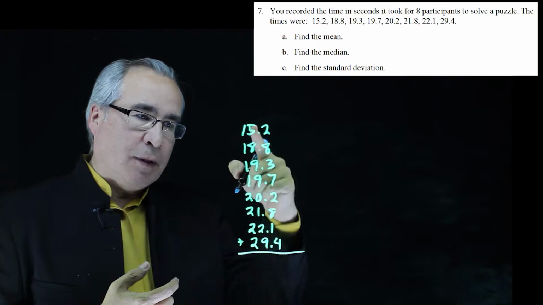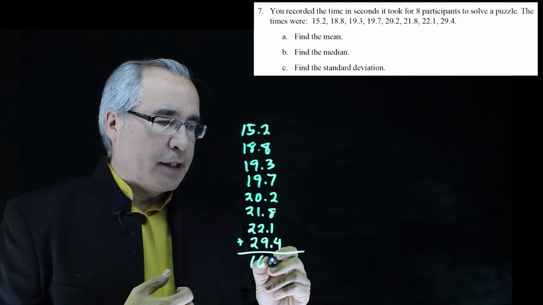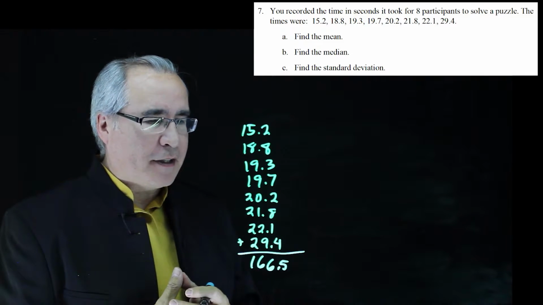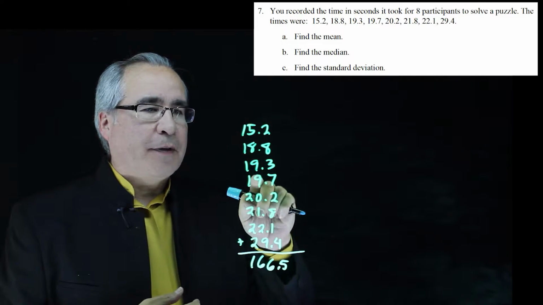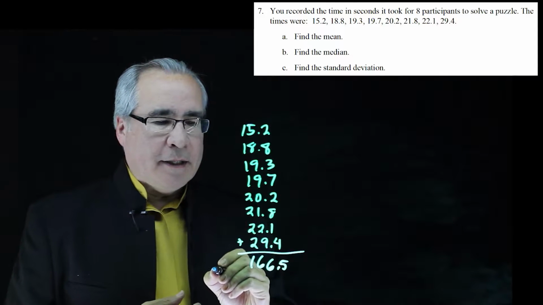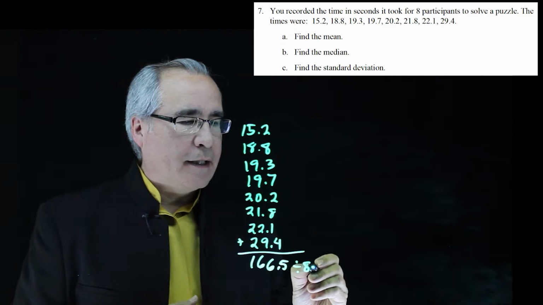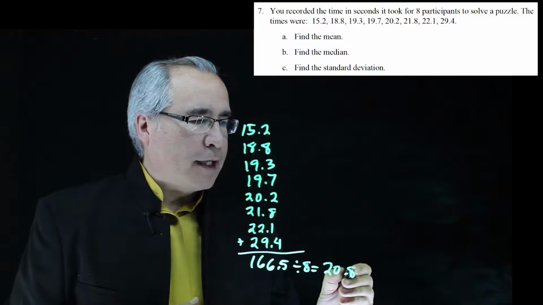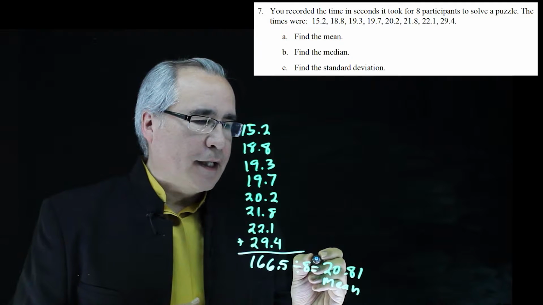To find the mean, we will add all of these together and we'll get 166.5. It actually took me two times to do that because I think I left off a number. So you have to check yourself. There are 1, 2, 3, 4, 5, 6, 7, 8 pieces of data. So to get the mean, we will then divide this by 8. And when we do that, we get 20.81 as our mean. So that's the answer to the A part.